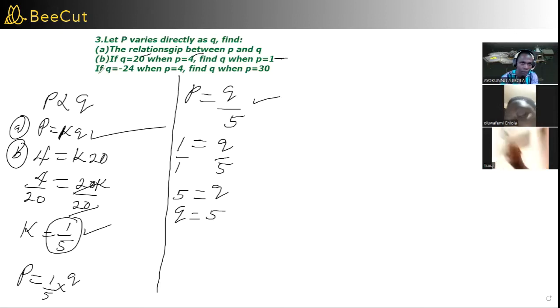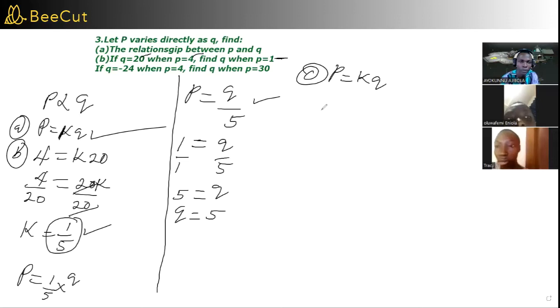Now, the second part, I say if Q is 24, when P equals 4, find Q when P is 30. So that means we're using another constant this time around. We're not using the same constant. So, for the third part, which is C, we said Q is minus 24 when P is 4. Now, this time around, what do you have? You have the relationship P equals kQ. Then P now is 4, 4 equals minus 24k.